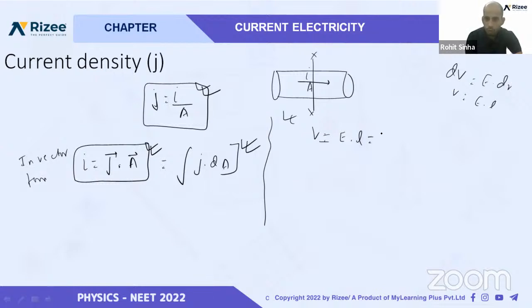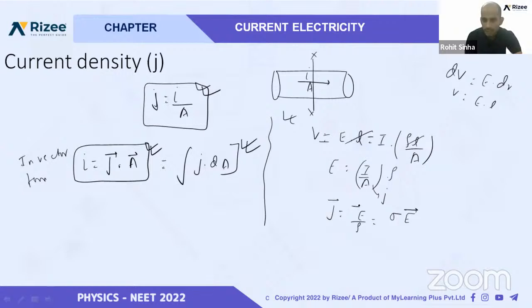Now this is also equal to, from Ohm's law, I into R, and R means rho L by A. That means L cancels from both sides. So we can write E equals I by A into rho, and we know I by A is J. So J is equal to E by rho. Rho is resistivity. The inverse of resistivity is conductivity. So we write J is equal to sigma E. You should remember, this is a very important formula.